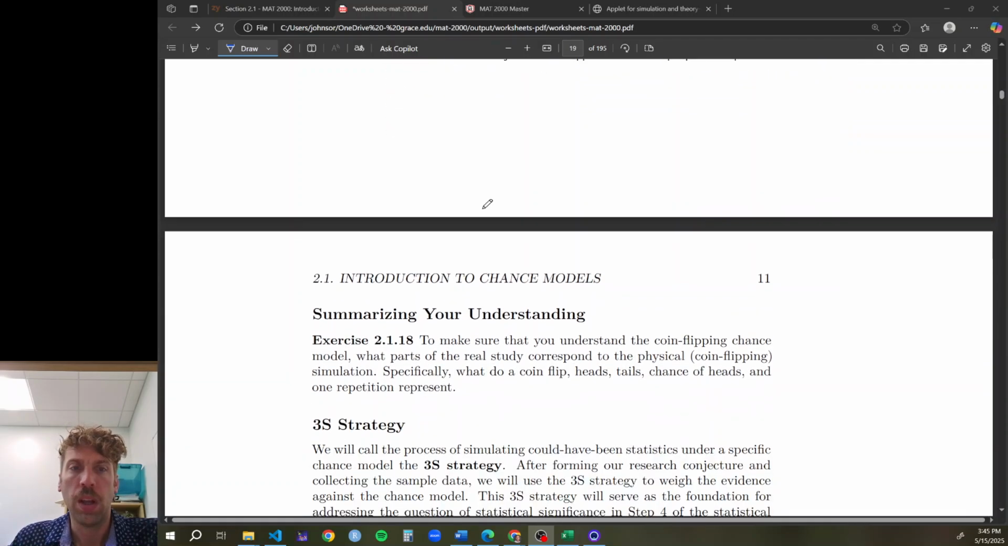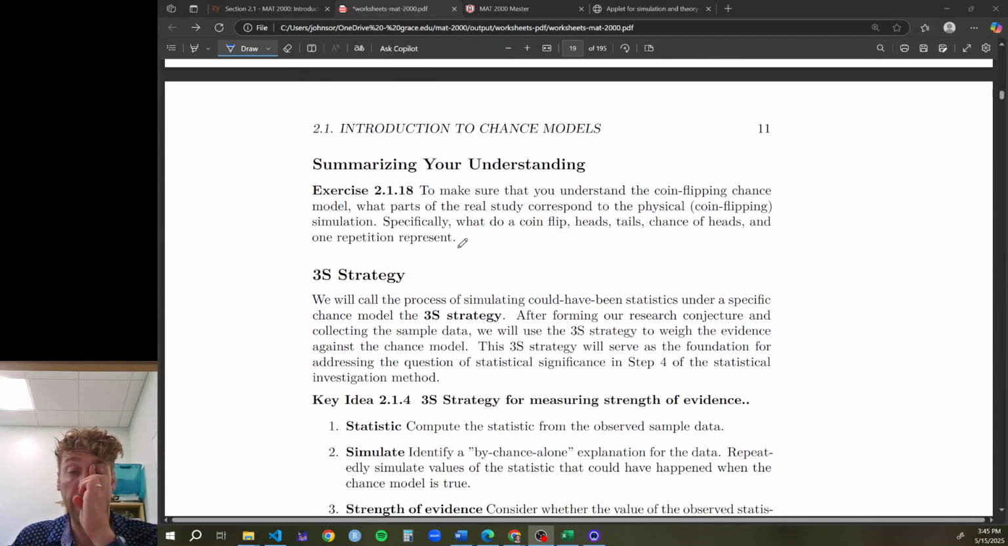Okay, so then number 18, to make sure you understand the coin flipping chance model, what parts of the real study correspond to the physical coin flipping simulation? To answer this question, make sure you say what the coin flips mean in regards to the experiment with Harley, and what flipping a coin head corresponds to in the experiment with Harley. And tails, what about the chance of heads, and what one repetition represents?